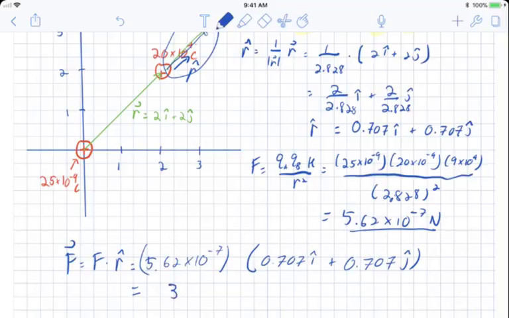So that's 3.97 times 10 to the minus 7 i hat plus 3.97 times 10 to the minus 7 j hat. And these are in newtons. Okay? And that's how you do that question.